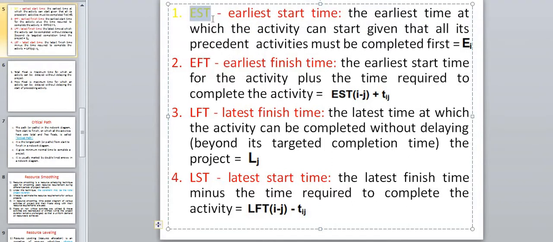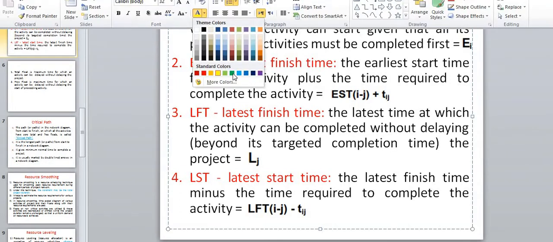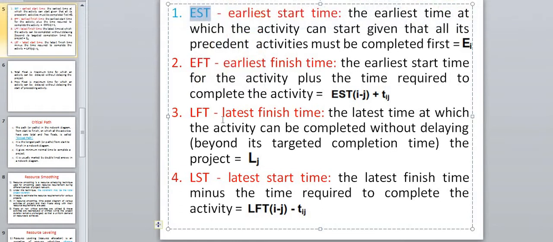We will calculate earliest starting time and earliest finish time. So these two things we will find out in this. Okay, so earliest starting time and earliest finish time are very important. We will calculate this. In every problem we have to calculate earliest starting time and latest finish time.